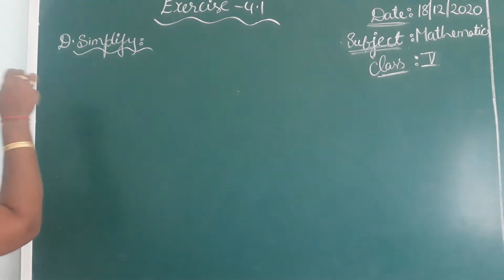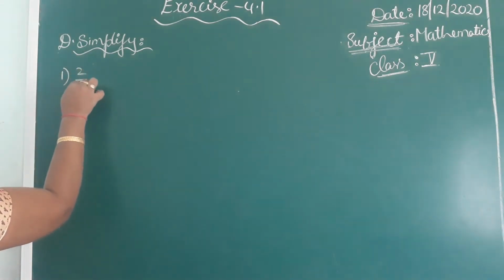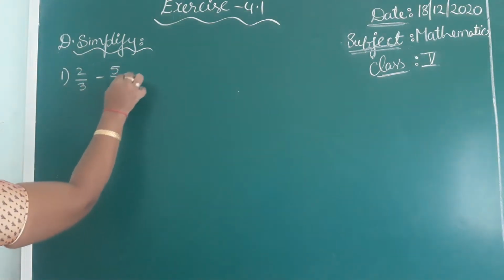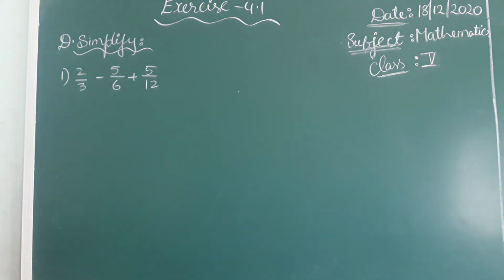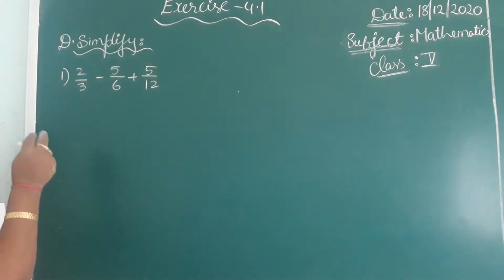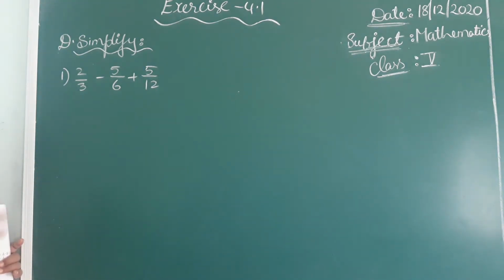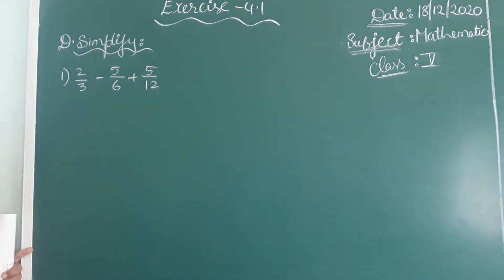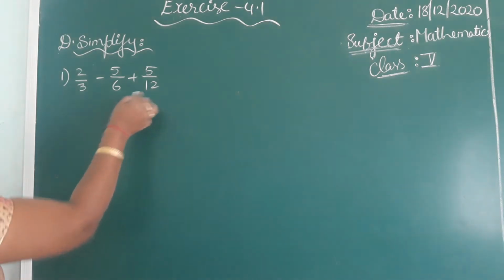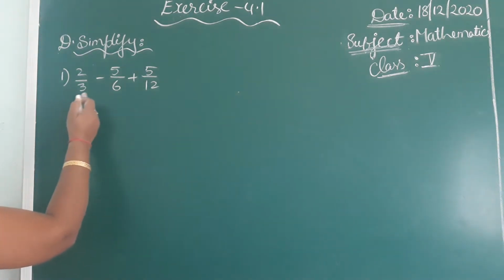See the first one: 2 by 3, comma, 5 by 6 plus 5 by 12. Children, if you observe, first what we have to do, whatever the signs they have given, in the simplification first we should find the LCM of the denominators. What are those denominators? 3, 6, 12. Here the LCM is 12 because 12 is the multiple of 3 and 6.